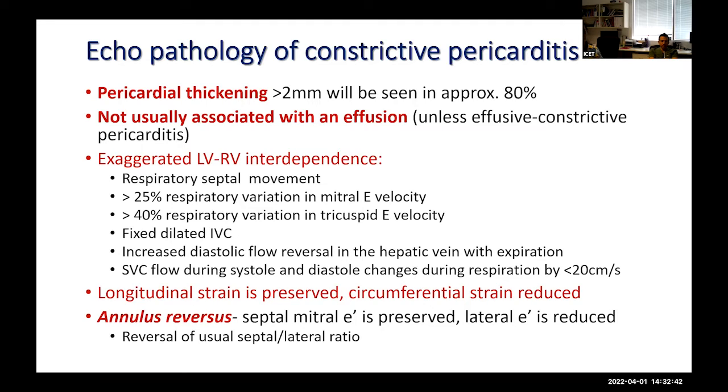However, what's different about constrictive pericarditis is that longitudinal strain of the myocardium is preserved, and it's circumferential strain that is reduced by the coat around the actual ventricular muscle. So there is a sign that's very suggestive of constrictive pericarditis, where you have an increased or normal septal E prime wave, and the lateral E prime is reduced because that is where it's most affected by the constriction of the pericardium.